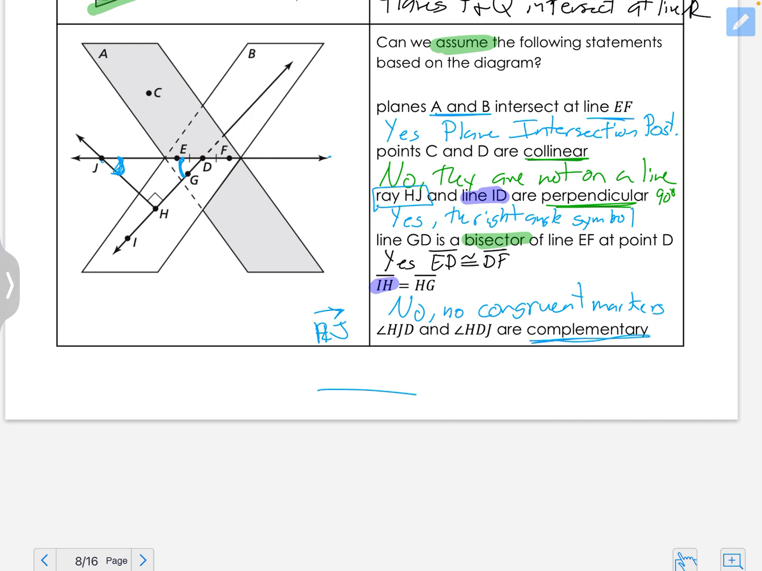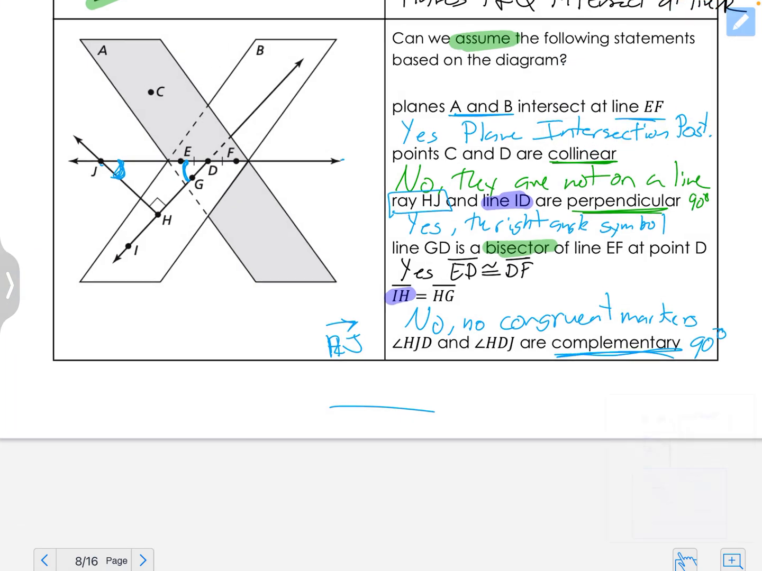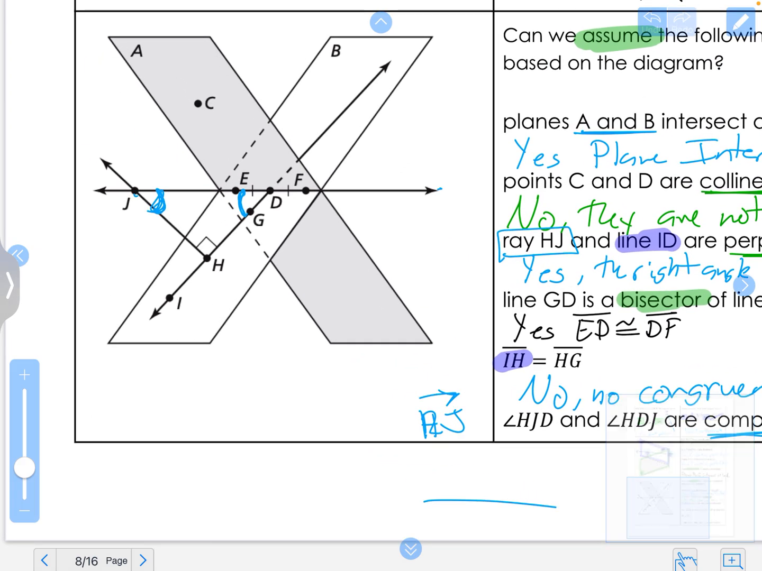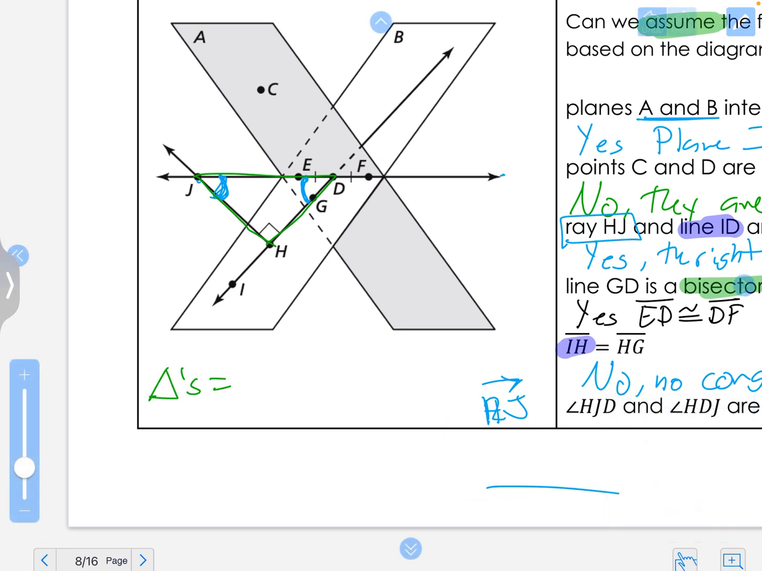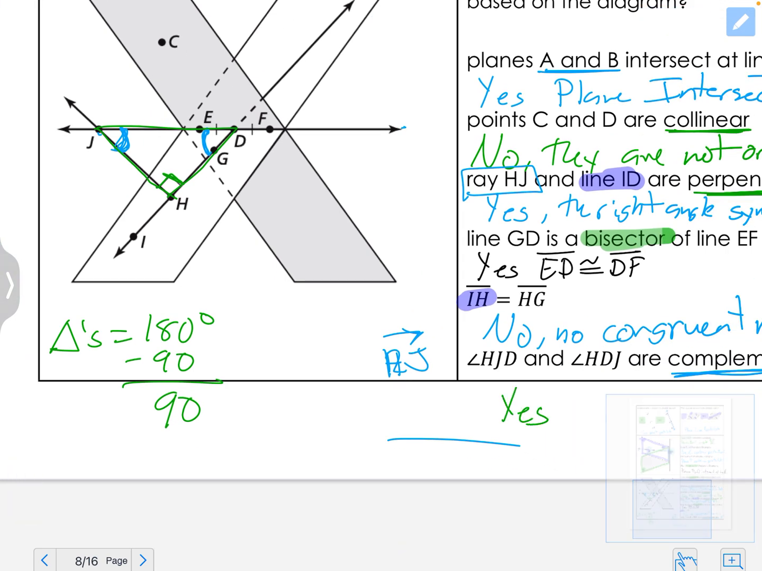So it's asking if they are complementary, which means they add up to be 90 degrees. So first look, there's nothing that tells us they're 90 degrees, but if we put on our geometry hat and our math problem solving, we know that this right here is a triangle. We know that triangles equal 180 degrees. So if angle JHD equals 90 degrees, I'm going to subtract that from 180, and I know the other two angles have to equal 90 degrees. So yes, because of all of this information here that I just told you.